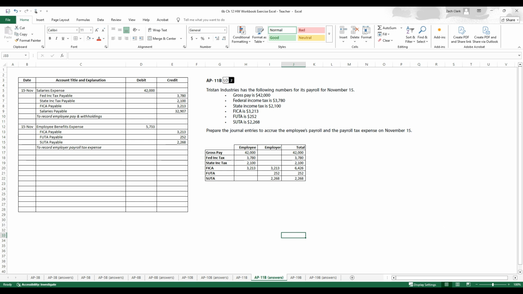If we wanted to really go on to the next steps like we did in the last problem, in 10B, there's all the actual remittances of these amounts and crediting cash and debiting the payables to get rid of those payables as you actually make payments to the government and to the employees, and all the rest of it. But this problem just asks us to do that accrual entry on the payroll date. So that is the problem.